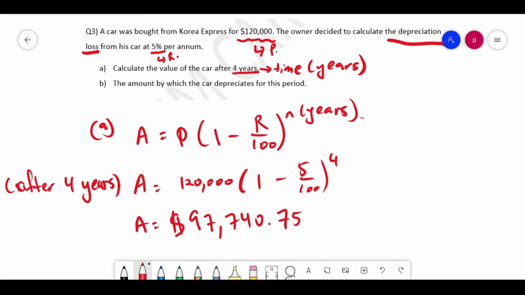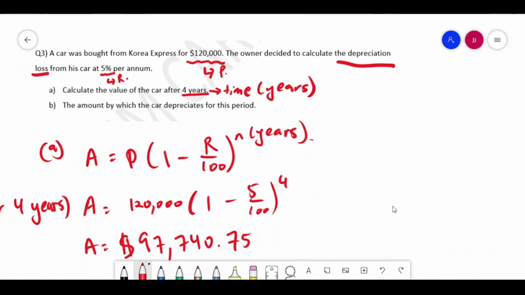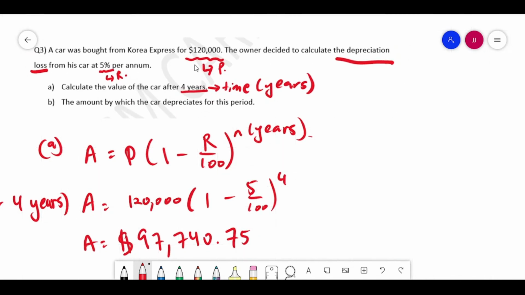$97,740.75. With regards to B, let me go over that one more time. We identify the variables. $120,000 was spent to buy the car, and the car decreased in value over time, 5% per year. And we know they want the value of the car for 4 years, so we input it into the formula and we solve. We got $97,740.75.